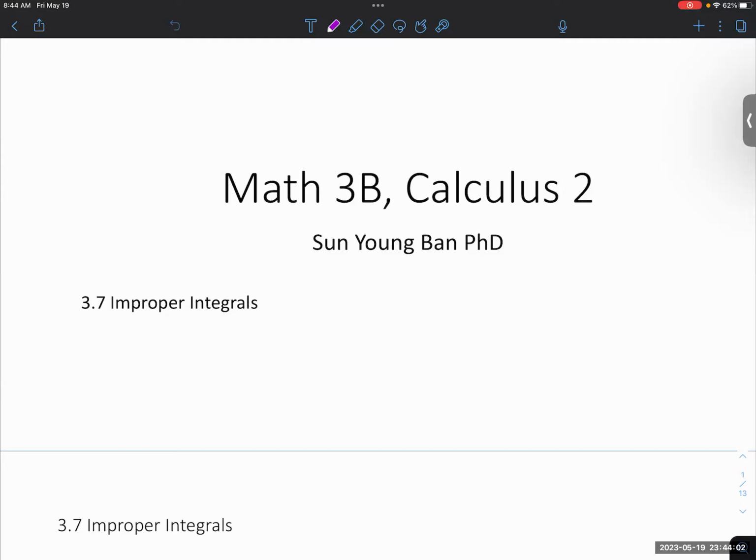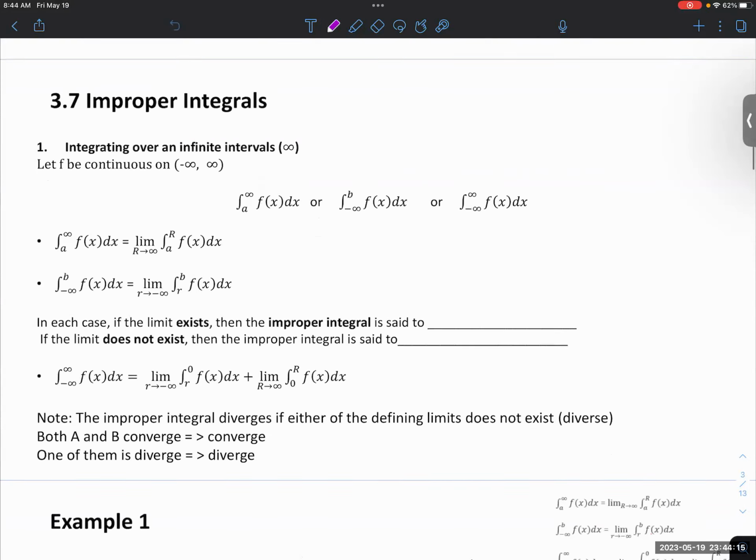So in this video, we're going to talk about 3.7 improper integrals. So let's take a look at the concept of improper integral, what it looks like and what it means to you. We have a very interesting integral that we are going to deal with in 3.7.